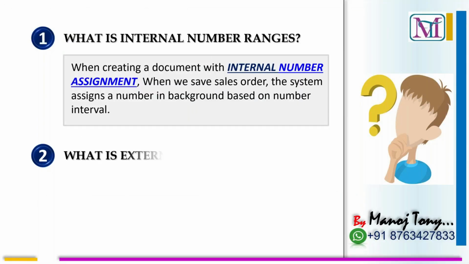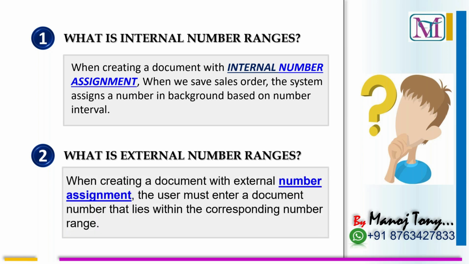Next, what is external number ranges? When creating a document with external number range assignment, the user must state a document number that lies within the corresponding number range. So here, before saving the sales order, the user has to give the sales document number, and that sales document number will be your sales order number.